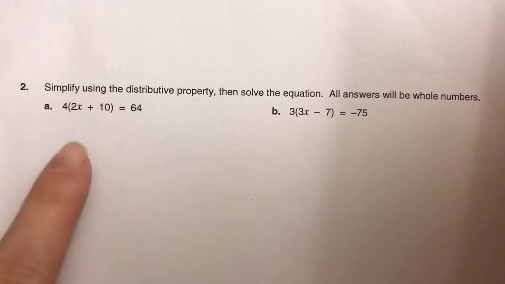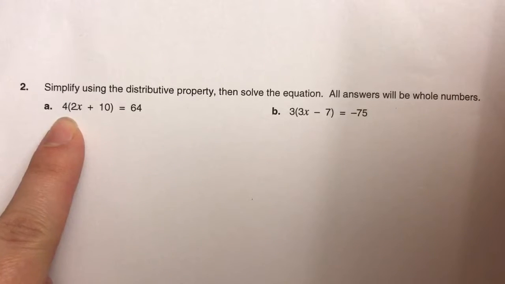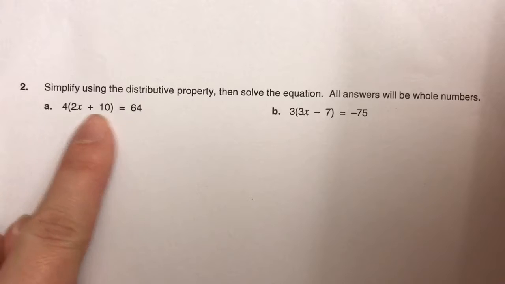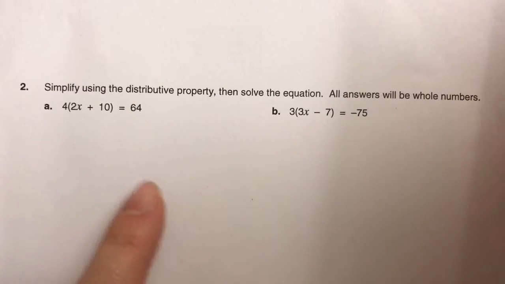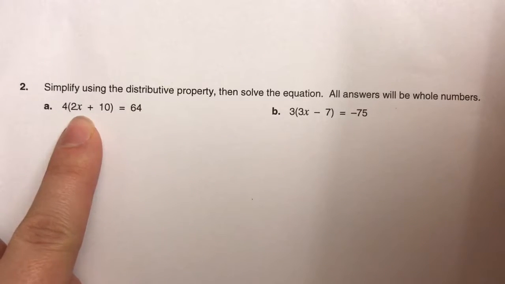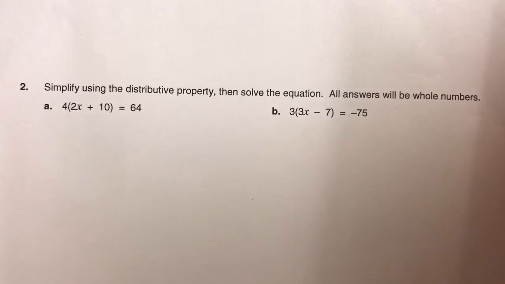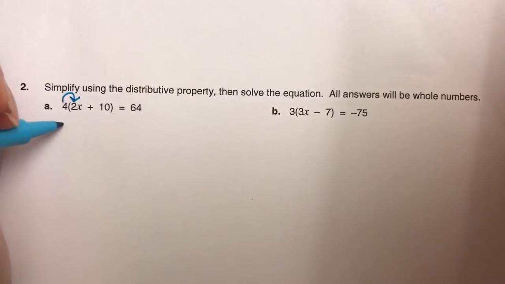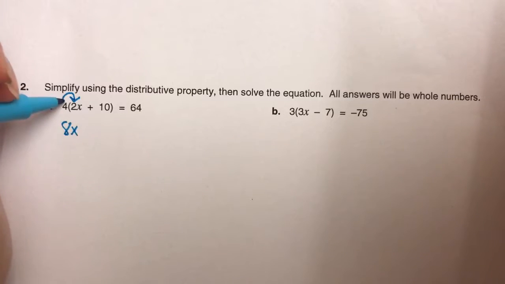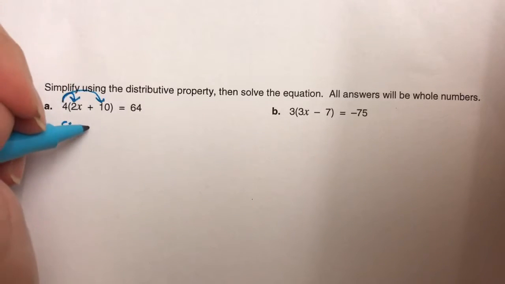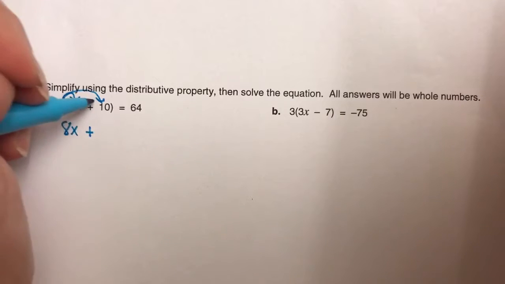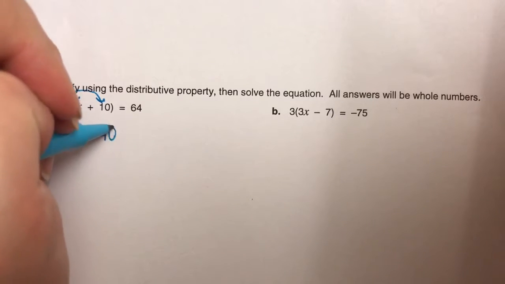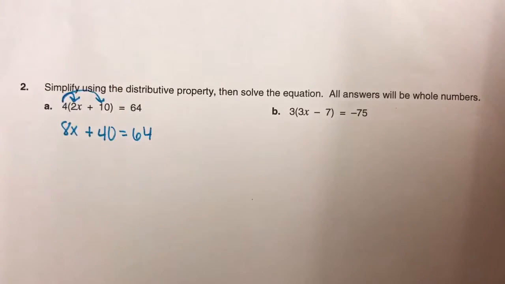As you can see, on this side of the equal sign we have 4 of the group 2x plus 10. Rather than adding that up 4 times, we're going to distribute the 4 through. First, 4 times 2x is 8x, and then 4 times 10, and we'll add that with a plus because it's positive and positive, so we have 40, equals 64.